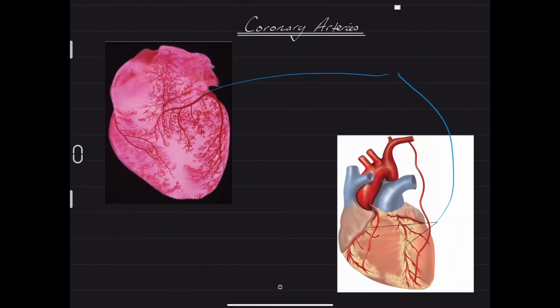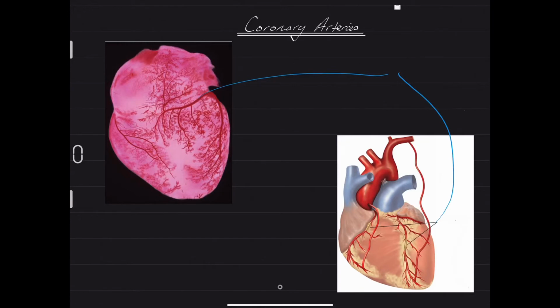So the heart needs to be beating, but the heart itself is also a muscle that has respiring cells, so it needs a good supply of oxygen and glucose, and it's supplied by these blood vessels known as the coronary arteries.